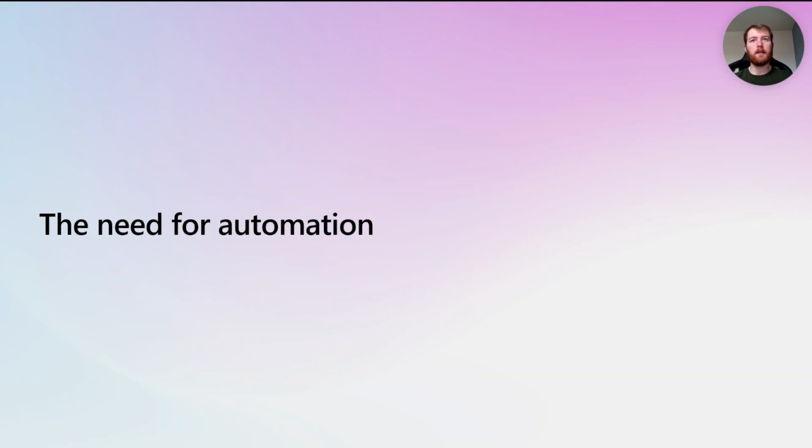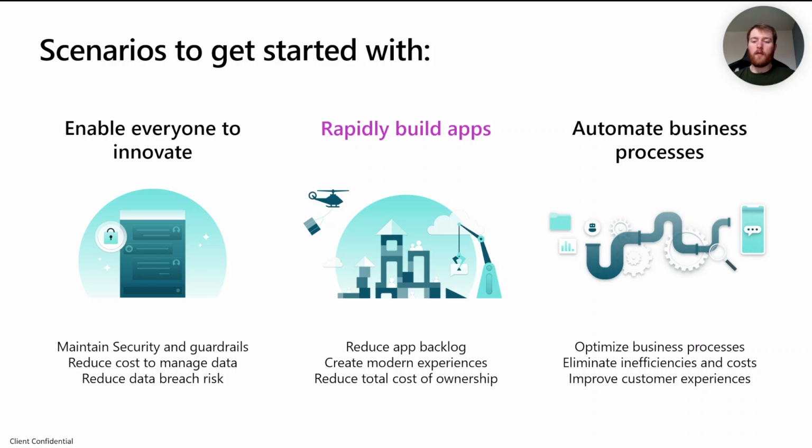So the need for automation. We've covered this on a previous session, and we identified these three areas that Visual really focuses on. Likewise, these are all Microsoft campaigns which are being pushed at the moment. We've gone through enabling everyone to innovate at a high level already. Rapidly building apps is what we're going to be focused on today, and then there'll be another session at some point around automating business processes. So the key thing around rapidly building apps is those 3 points there.